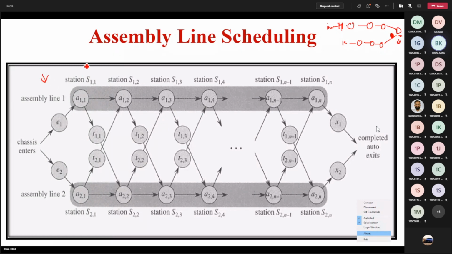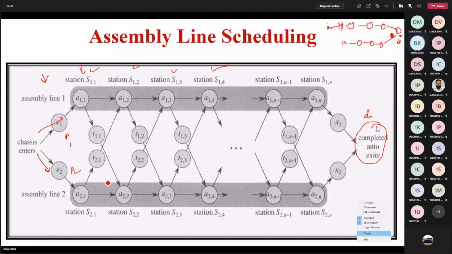destination is given. This is station one. This is my two paths, path one and path two, right? E1 and E2, and I have to reach here, right? This is my destination, or this is my location. So I have two assembly lines, line 1 and line 2. Which line should I choose? Here, station 1, station 2, station 3, station 4, and using n number of stations we can reach our destination, right?